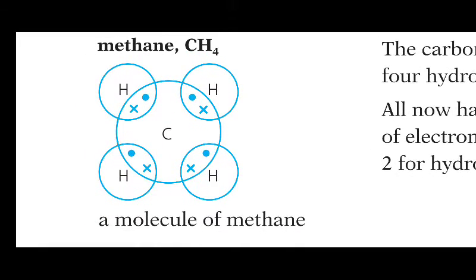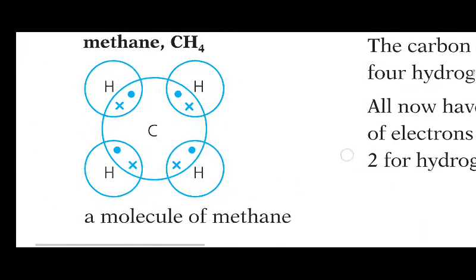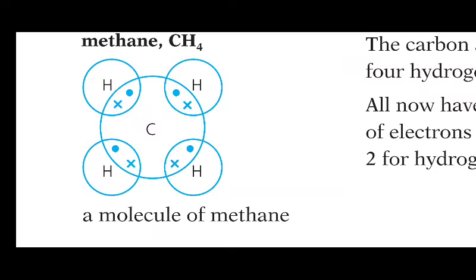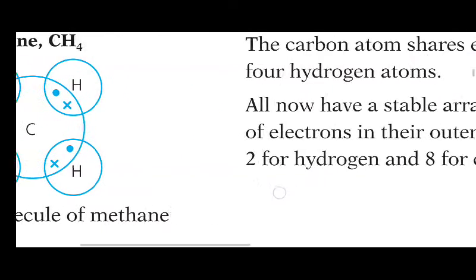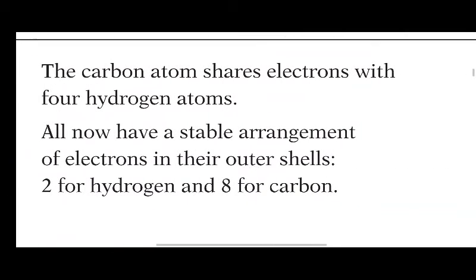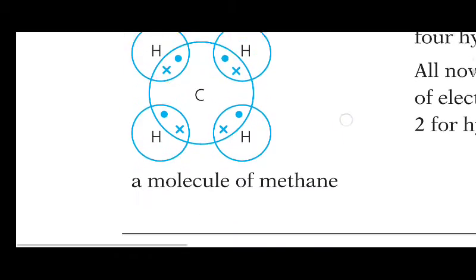So they call it a molecule of methane. Now, as you can see, carbon has 4 electrons in the outermost shell. So it shares 1 each with hydrogen, such that all the hydrogens have 2 electrons in the outermost shell, and the carbon has 8 electrons in the outermost shell. It says right here, the carbon atom shares electrons with 4 hydrogen atoms. All now have a stable arrangement of electrons in their outer shells, 2 for hydrogen and 8 for carbon.